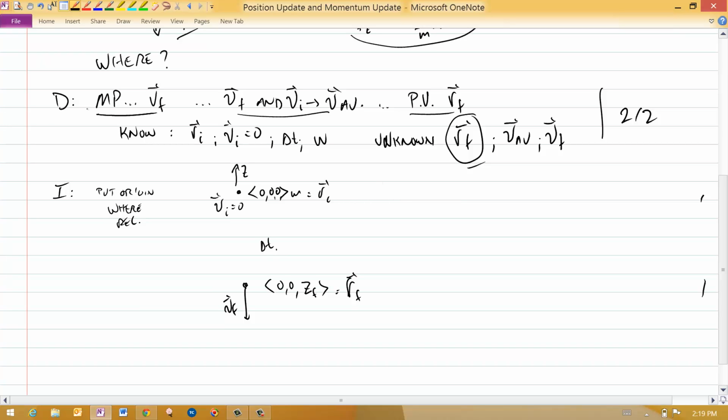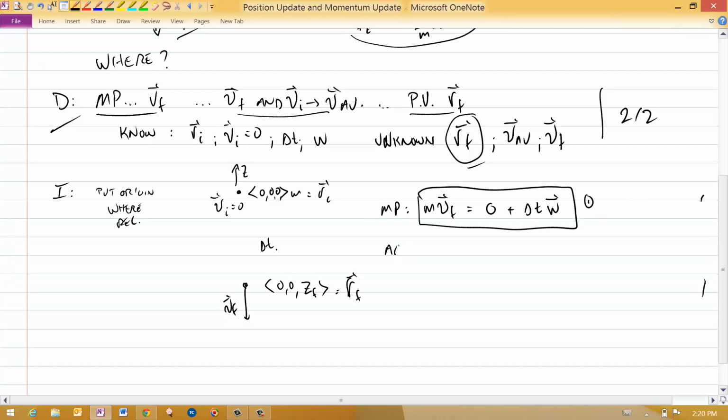Now we turn the plan from the director into ideas. So first is the momentum principle. The final momentum, which I'll write as m times v final, is equal to the initial momentum, which in this case is 0, plus delta t times the force from the surroundings, which is the weight vector. And that is what the momentum principle says. I'll just give that a number 1.